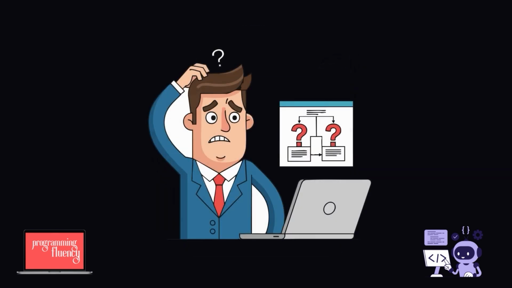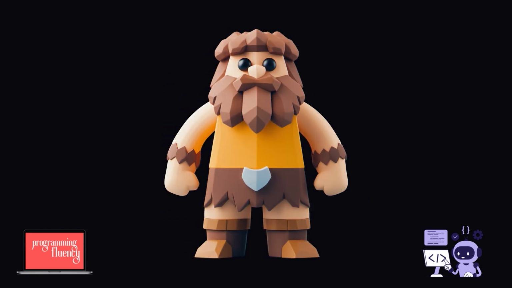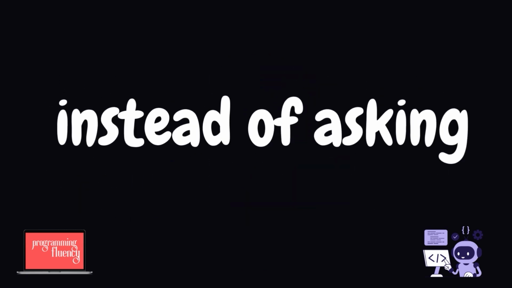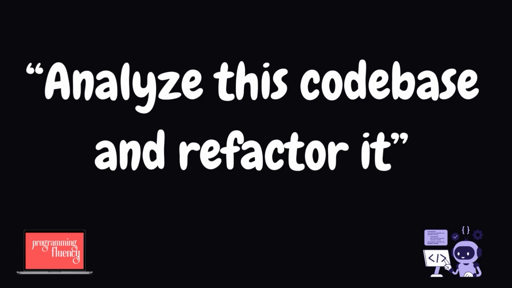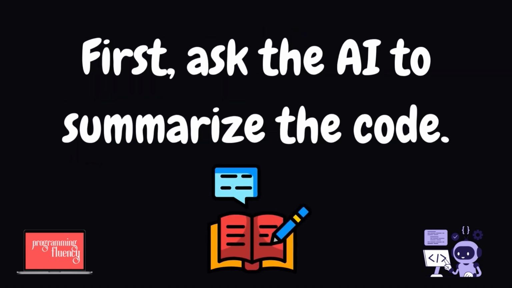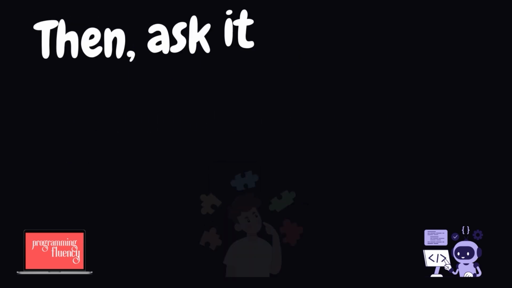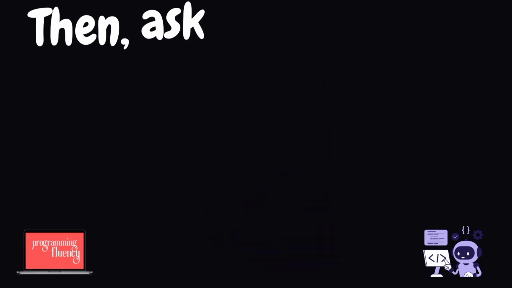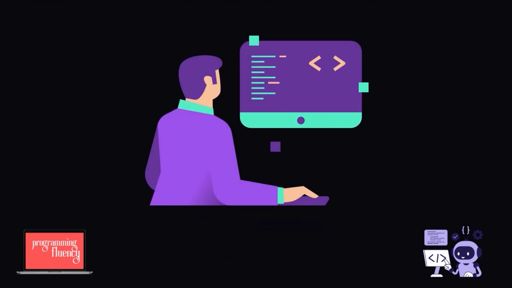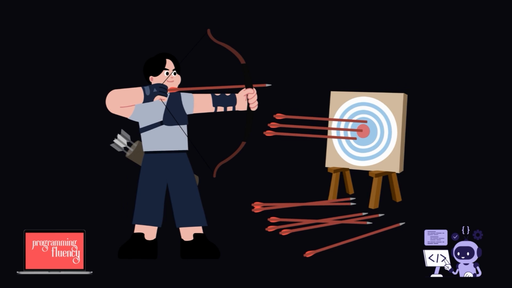And as tasks become more complex, you'll notice that one giant prompt doesn't always work. And this is where breaking things into steps helps. For example, instead of asking, analyze this code base and refactor it, you can do it in stages. First, ask the AI to summarize the code. Then ask it to identify problems. Then ask it to refactor one part at a time. And this mirrors how we think as developers, and it produces more accurate results.